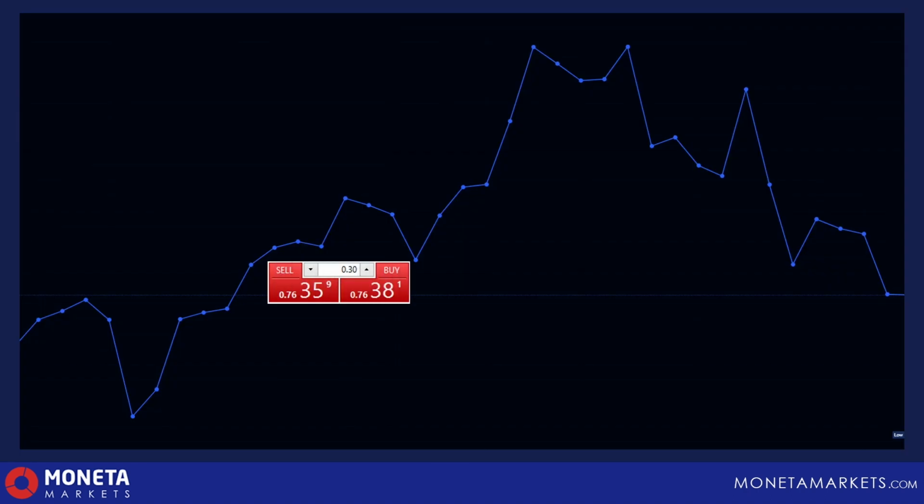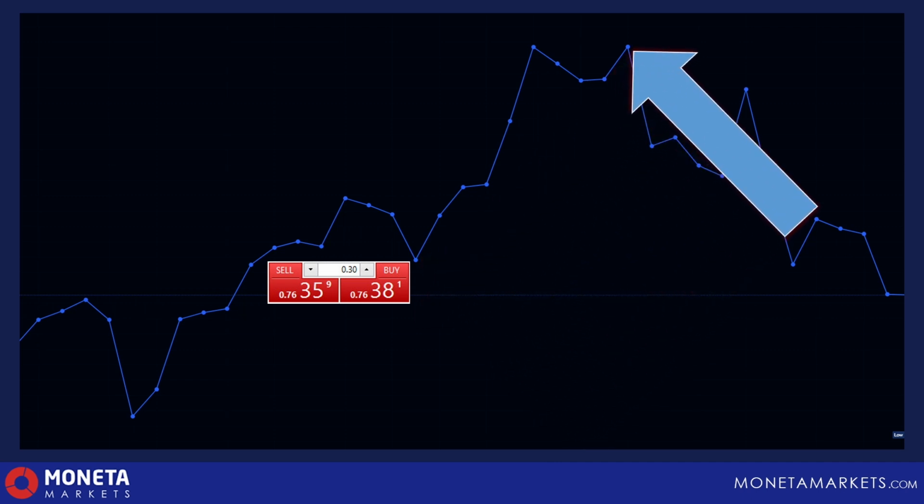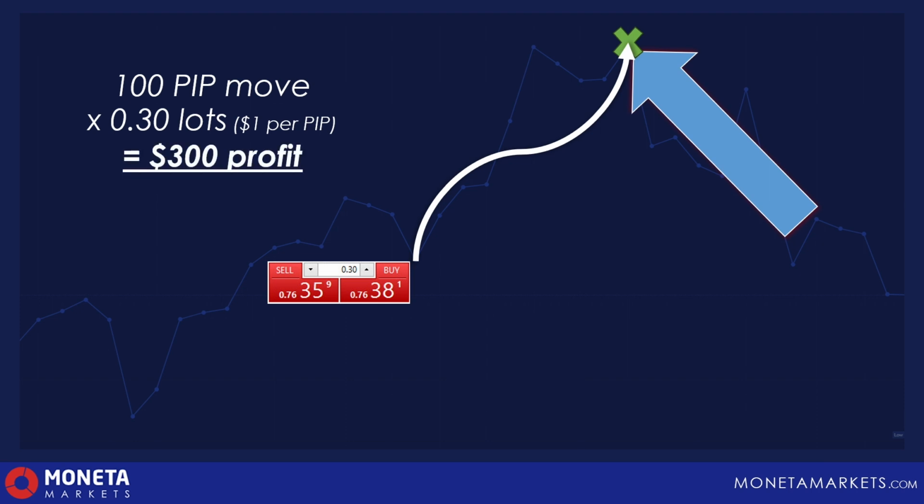And so to summarize and wrap things up here, let's imagine we bought in at this price here for 0.3 standard lots, being 3 mini lots or 30 micro lots, a total quantity of 30,000 that is, and the price was to move in our favor and we were to close out here. Quite simply, once again, a 100 pip move in our favor times 0.3 lots, being $1 per pip value, equals a $300 profit. We'll cover more examples of risk management and position sizing and short selling in future videos.